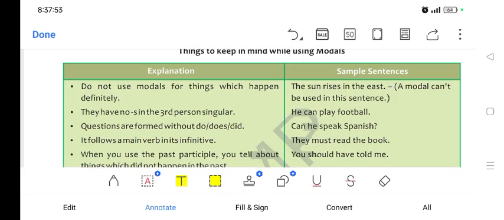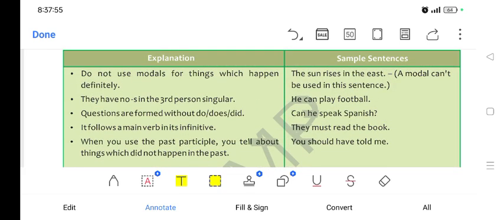Okay. So yes, there are some things which you keep in your minds while using modals. Do not use modals for things which happen definitely. For example, the sun rises in the east. So you cannot put here the sun will rise or the sun can rise. It's absolutely wrong, because these are natural phenomena, and for natural phenomena we always use present indefinite tense or simple present tense. Next, they have no s in the third person singular.